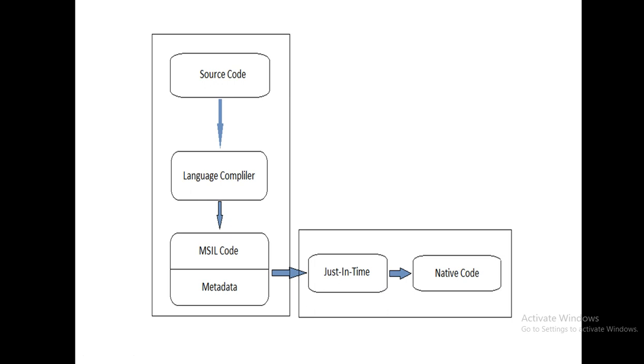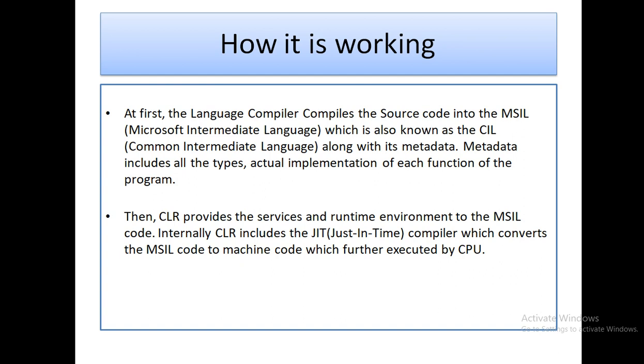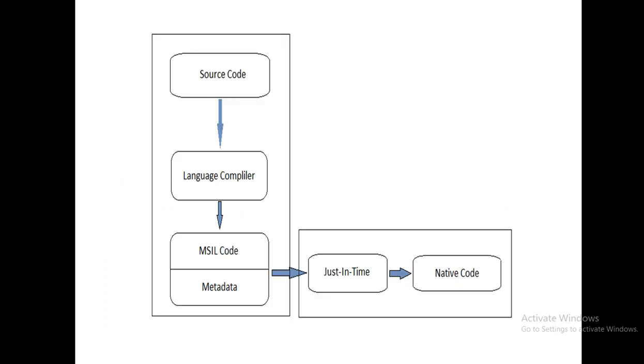Now what the just in time compiler is doing, if you can see here, the just in time compiler converts the MSIL code to machine code, which is further executed by your CPU. Okay, so you must have heard about this word, program level language and machine level language. So what the CLR is doing, step by step, is this: your source code is nothing but your programming level language. So that code is understandable by you.